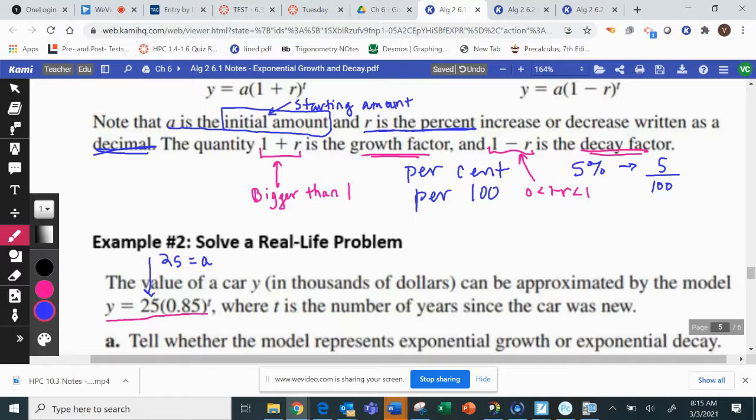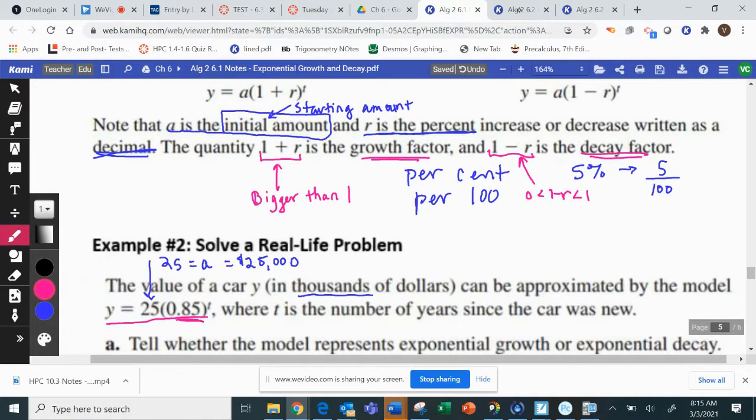No. Why not? Because cars can't cost $25? Right, but there's also something in here that tells me it's not $25. Right, it's just telling you in thousands of dollars. So that 25 represents $25,000. Okay, so that's the a.